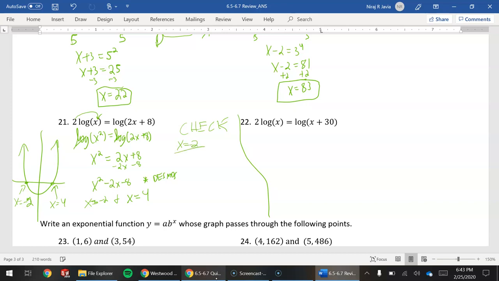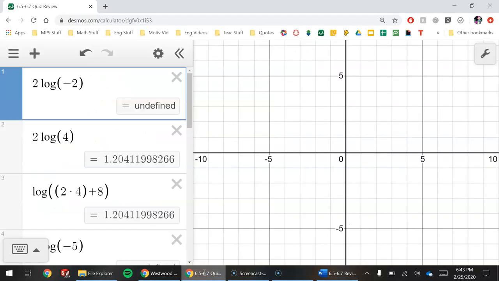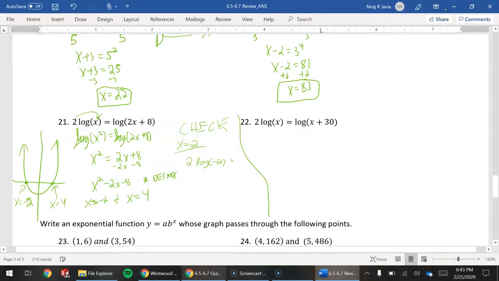So when we do negative 2, we plug in 2 log negative 2. And once you plug that in, you're going to realize 2 log negative 2 is actually undefined. So because it's undefined, x is equal to negative 2 is not a solution. So we can't do that. Then we move on to the next one, 2 log of 4, so x is equal to 4.